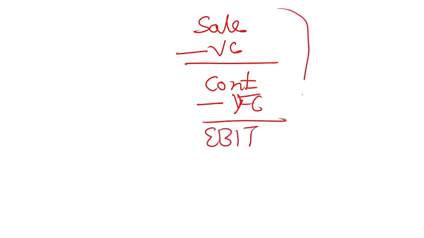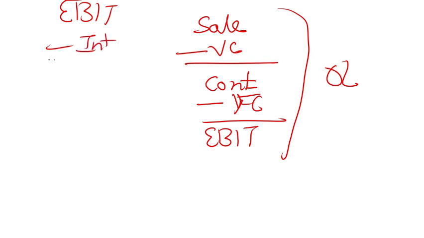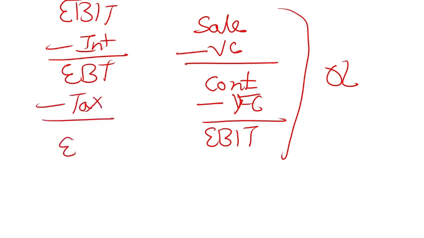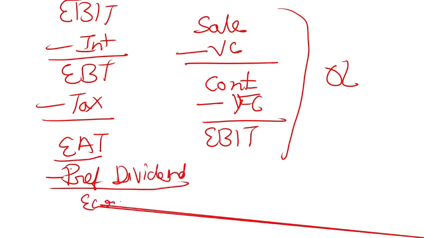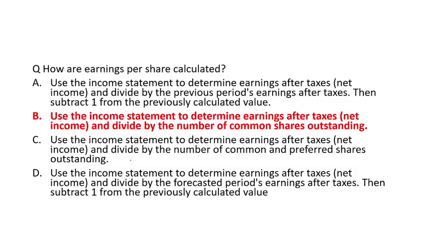Till here the operating leverage works. Now from EBIT we reduce the interest, then we get the EBT, earning before taxes. Then we reduce the taxes, we get the earning after taxes. Then out of this we reduce the preference dividend and we get earning available for equity shareholders. Then we divide it by the number of shares and we get the EPS.